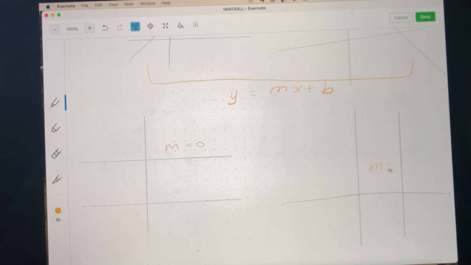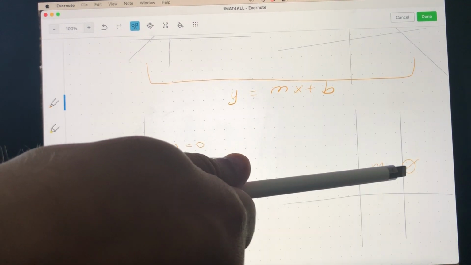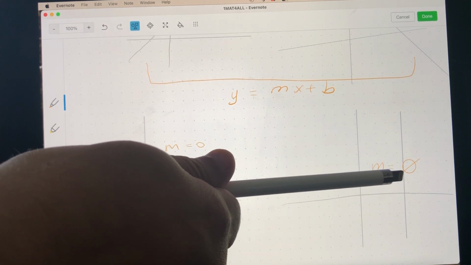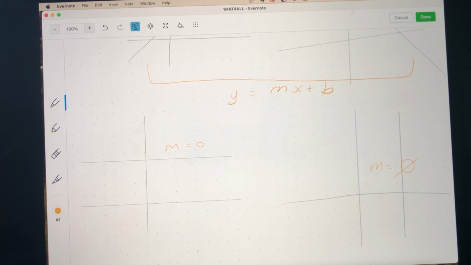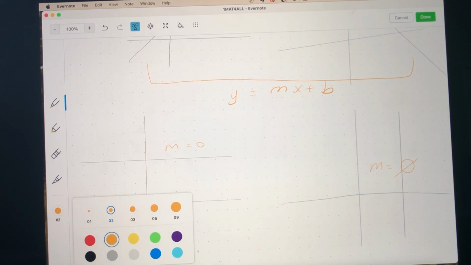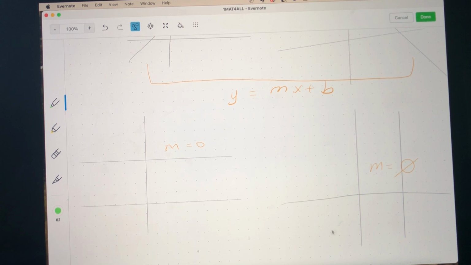So m is undefined, that's a 0 with a line through it. That means impossible, cannot be done. So this line actually has no slope. And these are the two special cases, and we will look at how to make an equation of them in a different video. So these two will be done later.